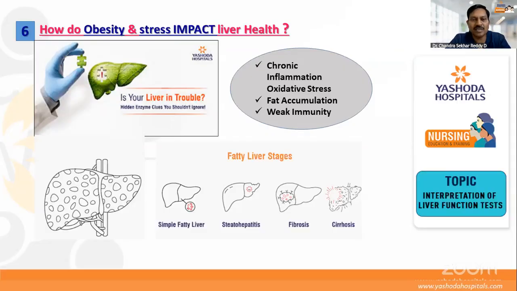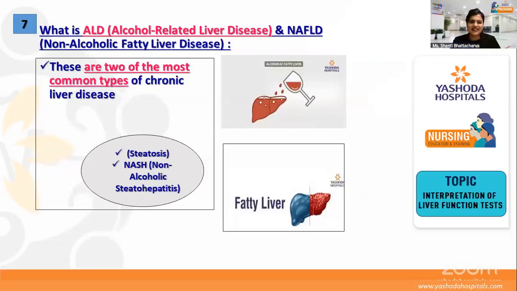So with obesity and stress, most people eat more, so there is a chance of obesity. They eat processed foods, all this unhealthy food, and it may lead to fatty liver.